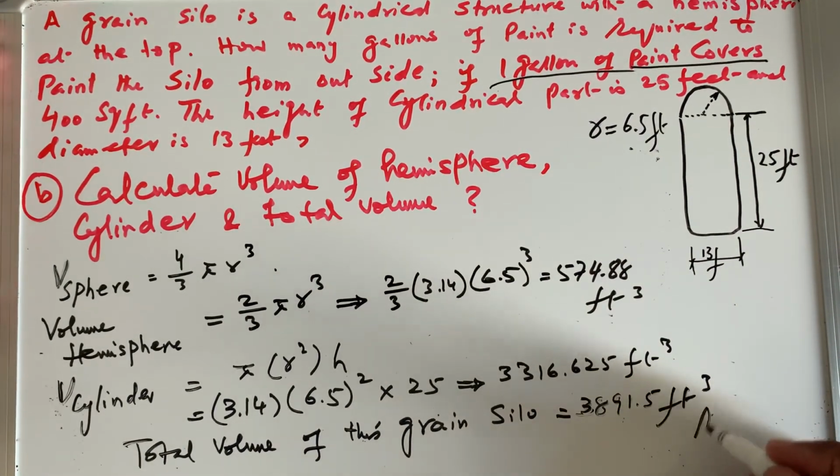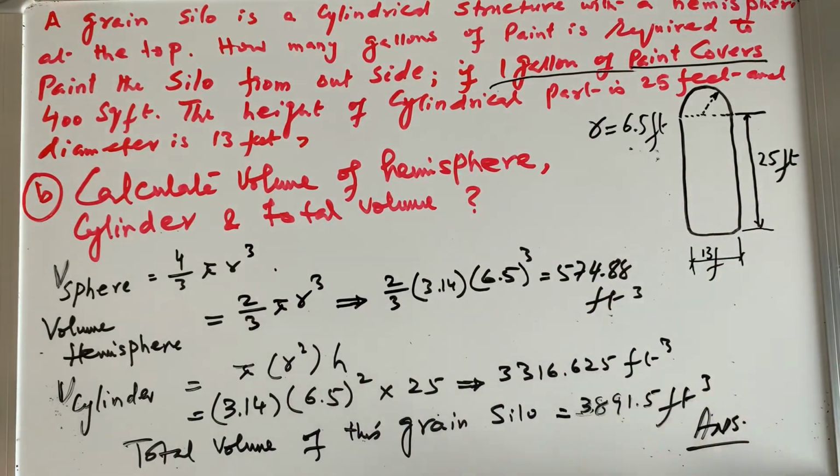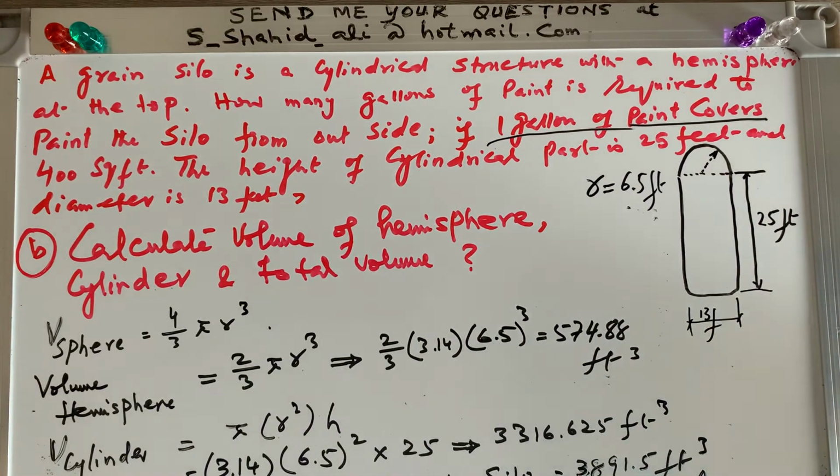So that's how we calculate our B part for the volume of the grain silo, which has a hemisphere on the top and a cylinder at the bottom. We have the cylindrical part's height and its diameter. So we have the radius 6.5, and the radius of the cylinder and the radius of the hemisphere remain the same because it is part of that grain silo. So we first calculate how many gallons of paint are required to paint this grain silo from outside, and then we calculate the volume of the hemisphere, cylinder and the total volume.